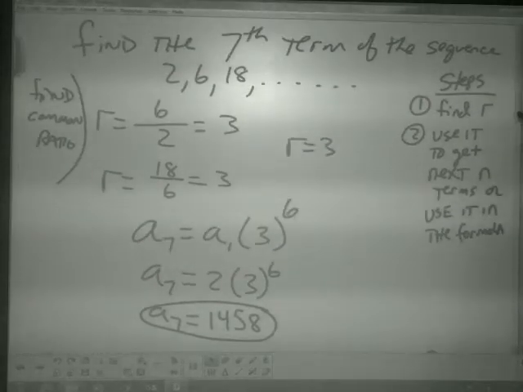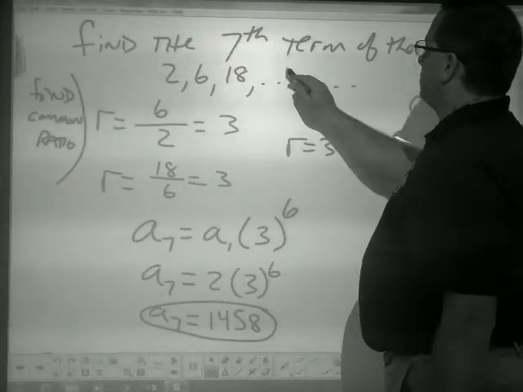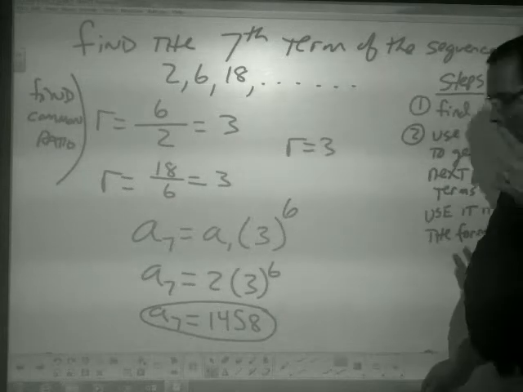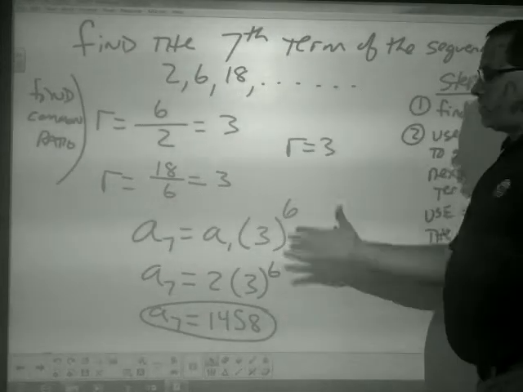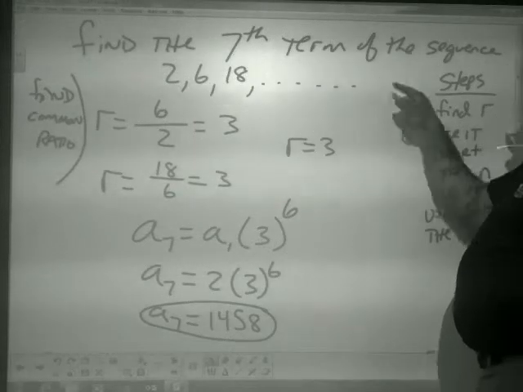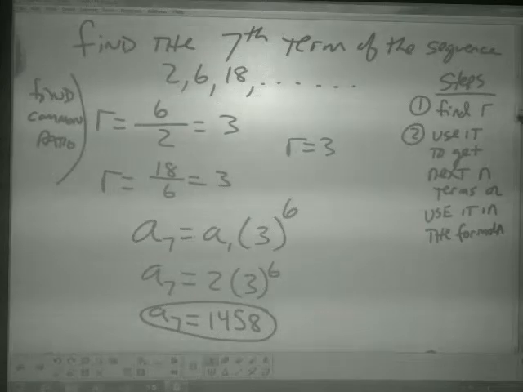Now, if I wanted to instead, I could just times it by 3, times it by 3, times it by 3, and keep going until I get to the 7th term. To me, that's a lot easier than trying to remember this formula. Just take my ratio and keep multiplying. You have a calculator and you have a pencil, and you can write it all down, all right?